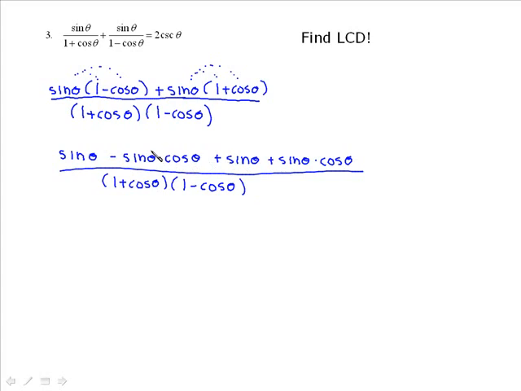Now if you look at your numerator, we finally get a cancellation. We have minus sine theta cos theta and plus sine theta cos theta. Those are like terms with opposite signs, so they're gone. Then sine theta plus sine theta, you're just adding those two like terms together, so that's 2 sine theta. And finally, let's do the multiplication. 1 plus cos times 1 minus cos is 1 minus cos squared theta. You've seen that before.